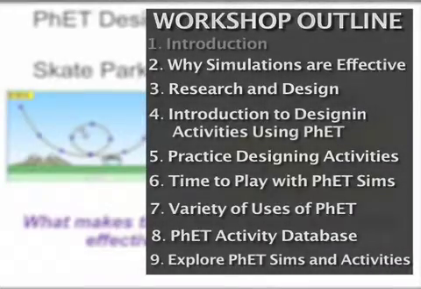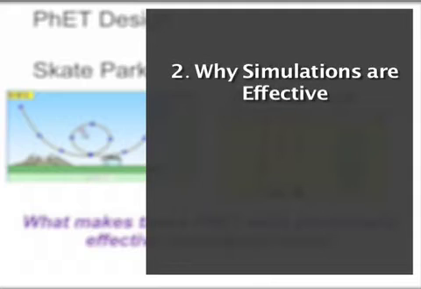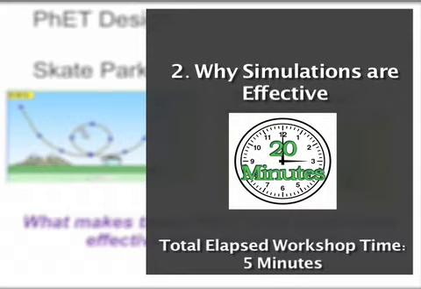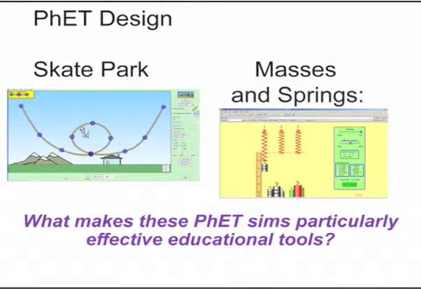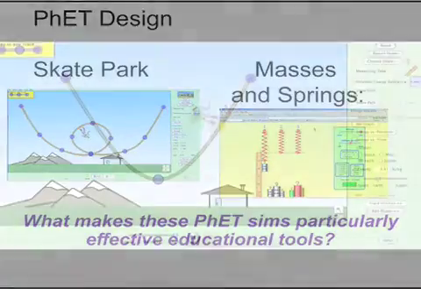In the next part of the workshop, we talk about what features of the simulations make them effective, using 2 specific sims as examples. Energy Skatepark is a visual representation of a real-world situation with many tools, whereas Masses and Springs is more similar to a common physics laboratory with fewer tools. And then we facilitate a discussion about how the participants perceive the sims being used in their classrooms.